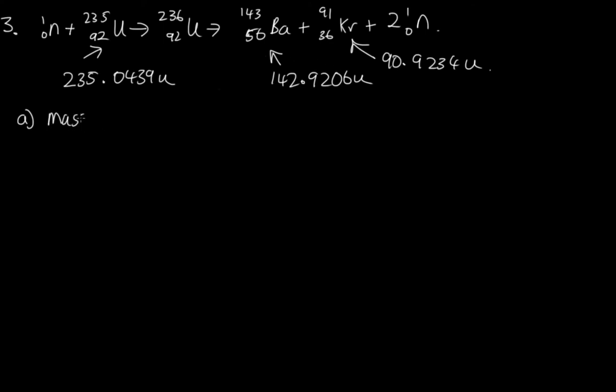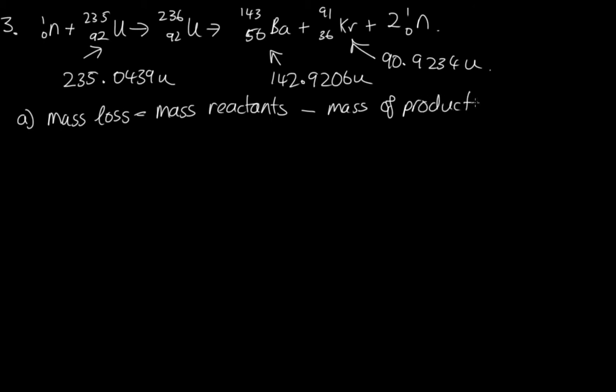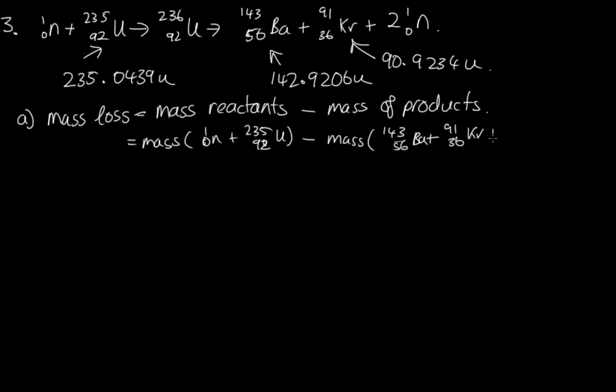So the mass loss is equal to the mass that we start with, so the mass of, let's call them the reactants, minus the mass that we end up with, so the mass of the products. So this is equal to the mass of the neutron plus uranium-235 minus the mass of barium-143 plus krypton-91 plus 2 neutrons. Now this neutron will cancel out one of these neutrons here. So now we can just substitute everything in.